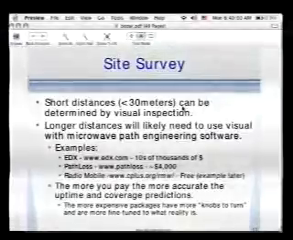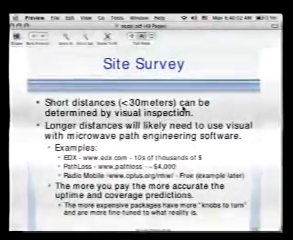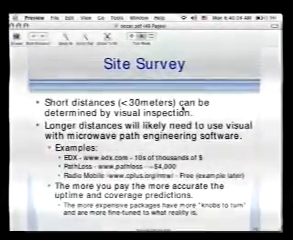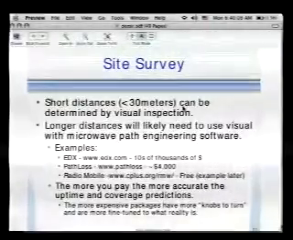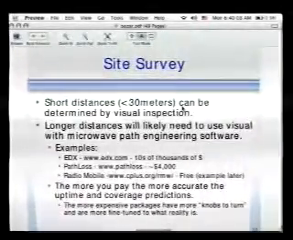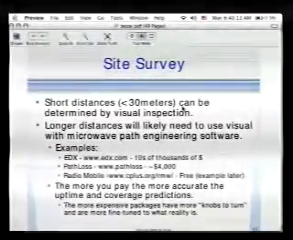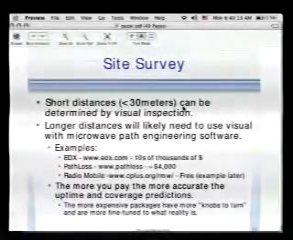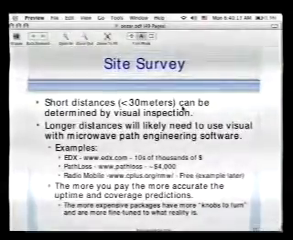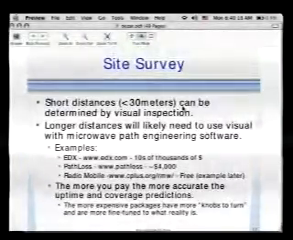In a site survey, for short distances, you can pretty much look and see if it's going to make it. So I can tell that I can probably get to that exit sign in the corner over there. But if I was doing something a little bit farther, maybe more than a couple hundred feet, I may have to actually do some computer modeling to be able to figure that out.